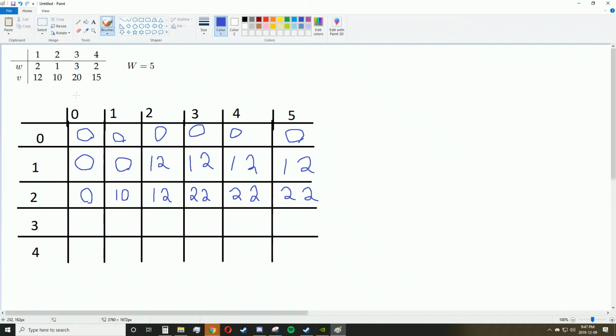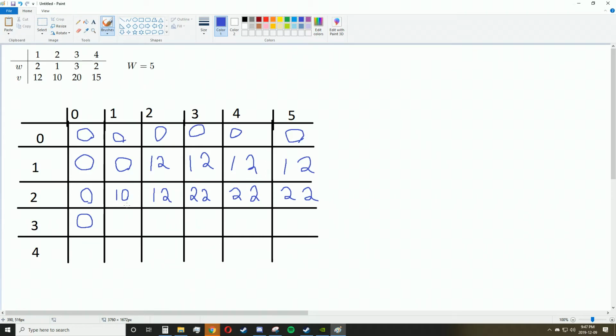All right, 3. Can 3 fit in a weight of 0? Probably not. As you would believe, it can't, because 3 is greater than 0. We can't fit in there. All right, now can 3 fit in a weight of 1? No. It can't, because 3 is greater than 1.